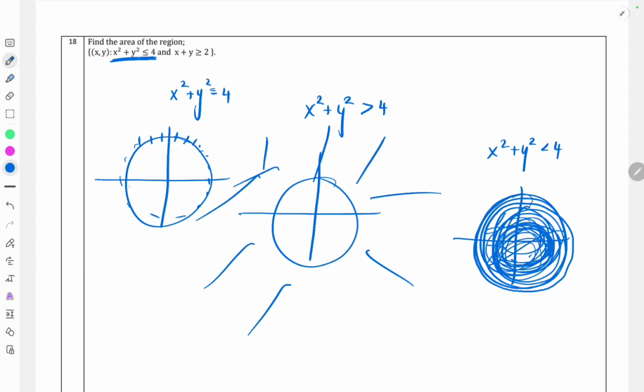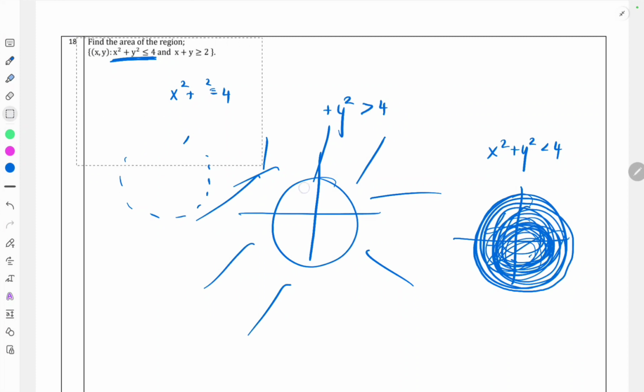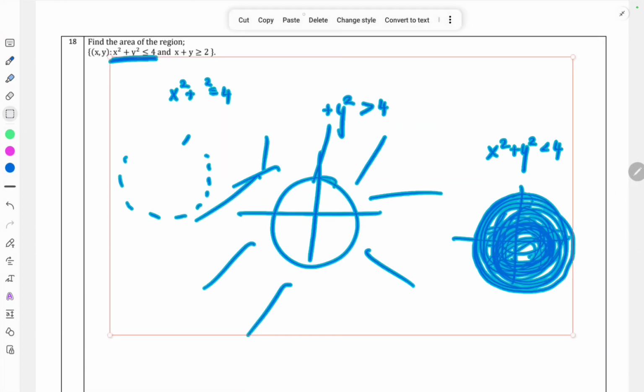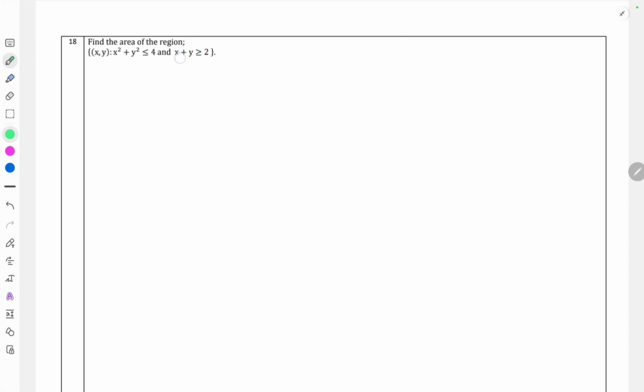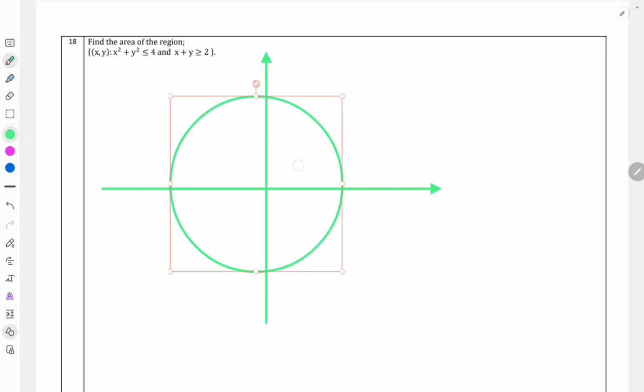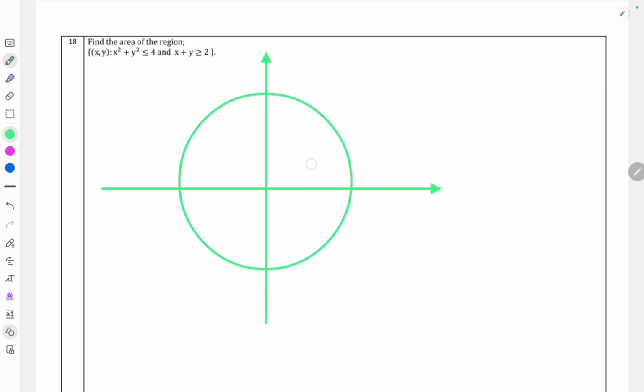Okay. Second, they have given the line equation x plus y greater than or equal to 2. This we have studied in linear programming also. This will be useful in linear programming, how to shade x plus y greater than or equal to 2 also. And here we have quadratic also, that we will do now. So first thing we have to draw the x-axis and y-axis. And x square plus y square lesser than or equal to 4, I will take equal to 4, this will be one circle of radius 2. So this is a circle of radius 2.